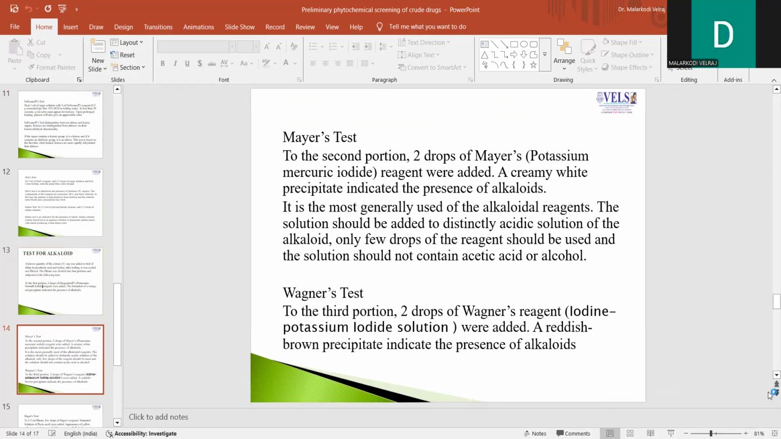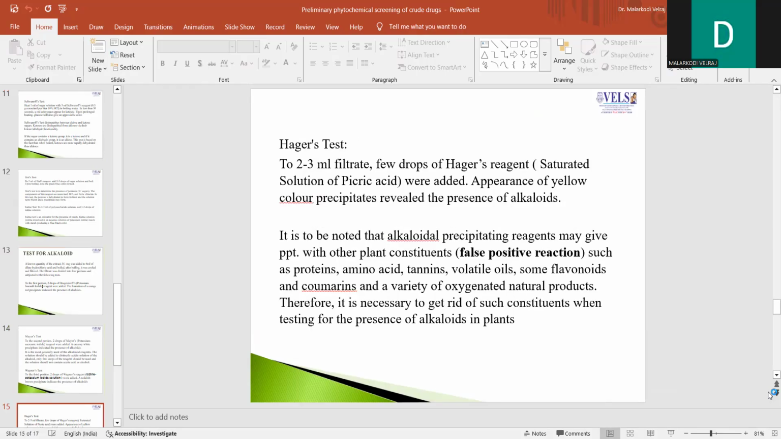Next comes Wagner's test. To the third portion, 2 drops of Wagner's reagent is added. Wagner's reagent's chemical name is iodine potassium iodide solution. A reddish brown precipitate indicates the presence of alkaloids.